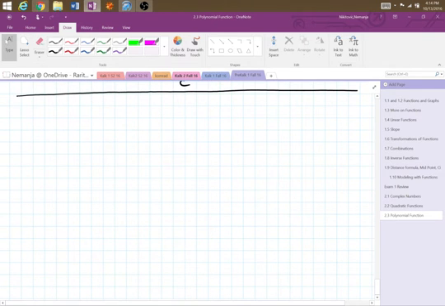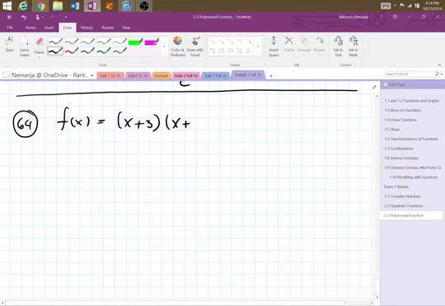Okay. So let's take a look at another homework example. And here, try this one. It says f of x is equal to (x plus 3)(x plus 1) cubed, and (x plus 4). Go.